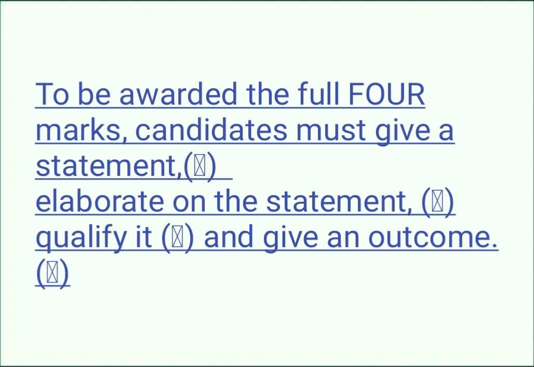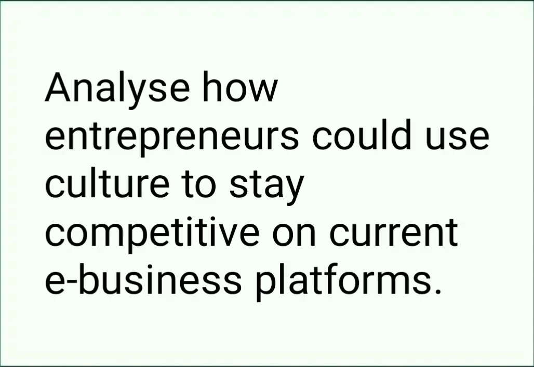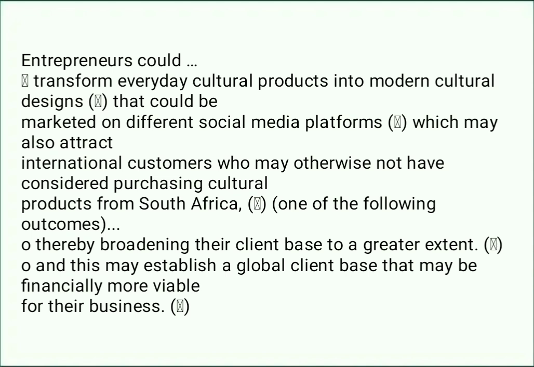Here's an example for the answer. Analyze how entrepreneurs could use culture to stay competitive on current e-business platforms. That's the question. So the answer is: transform everyday cultural products into modern cultural designs. That's the statement. That could be marketed on different social media platforms. That's a mark for elaborating, which may also attract international customers who may otherwise not have considered purchasing cultural products from South Africa. That's a mark for qualifying it. Then there's an outcome: thereby broadening their client base to a greater extent. That's a mark. And this may establish a global client base that may be financially more viable for their business. That's a mark for an outcome.